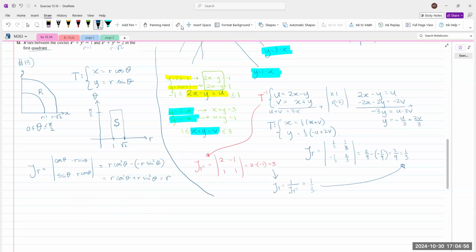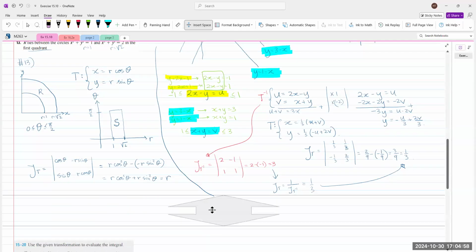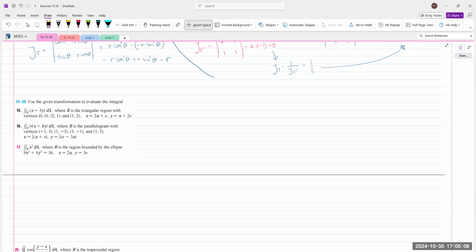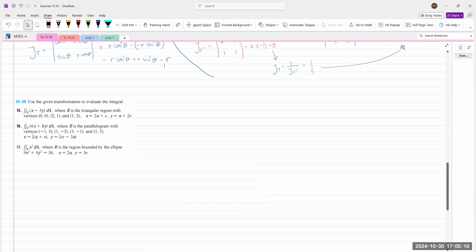Okay, let's move on. Number 15. Use the given transformation. Oh, that's nice. They tell us the transformation, huh? Use the given transformation to evaluate the integral. So number 15, I remember we did number 16 in my lecture video. So let me do number 15 and 17.